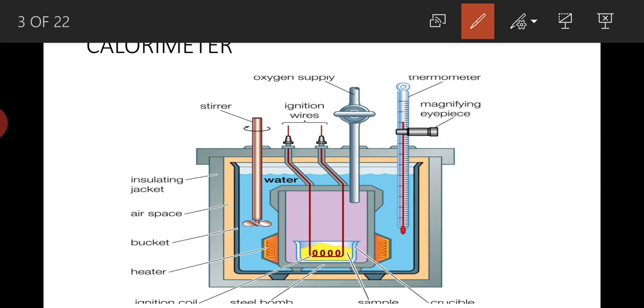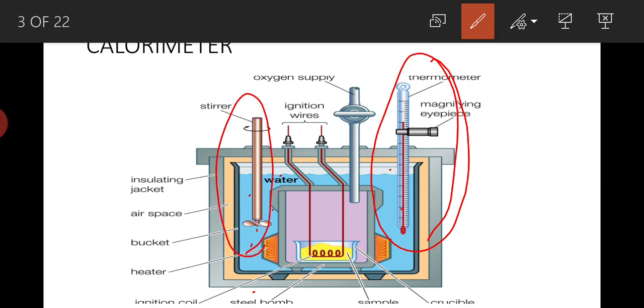Calorimeter consists of a thermometer to record the temperature of water. Inside the calorimeter there will be a vessel, and as you can see here, in that vessel there will be water. This blue color one is water. And calorimeter consists of a stirrer. If you switch on this stirrer, all the contents present inside the calorimeter will be mixed thoroughly. So stirrer is used to mix the contents inside the calorimeter thoroughly.